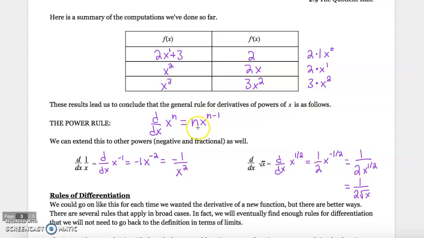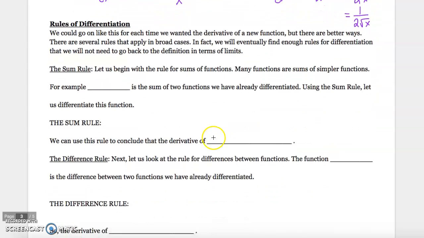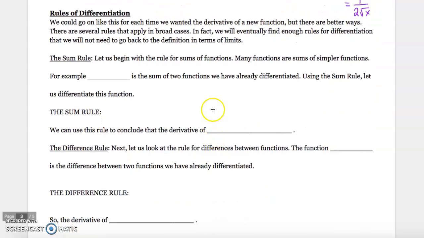So that's it, that's the power rule. It's the most common derivative you have to know, basically, right? The derivative of any x variable or y variable to a power means bring down that power and then subtract 1 from its exponent. We could go on like this for each time we wanted the derivative of a new function, but there are better ways.